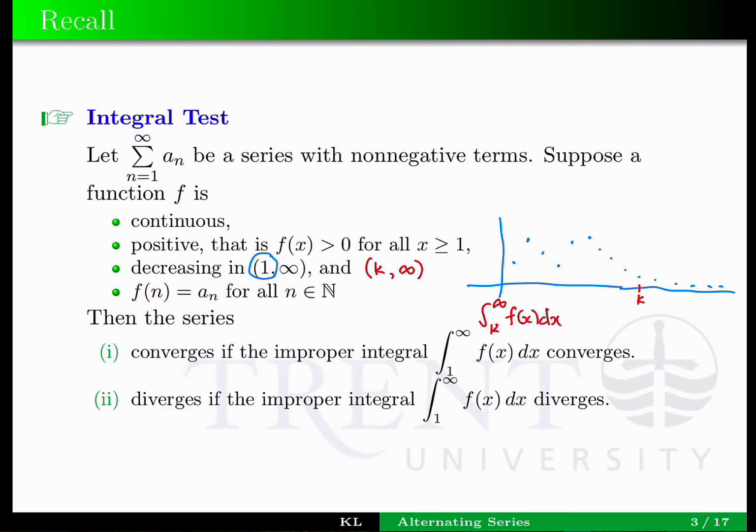Okay, so again, what we want to make sure is that this function f is continuous and positive at some point towards this direction, I mean, at the tail part. It is decreasing starting from that k, and definitely you want your function to be equal to a_n for each n, starting from n equals 1. So this is our integral test.